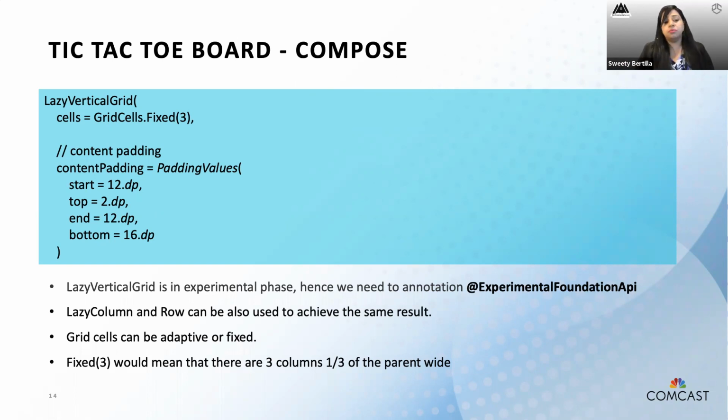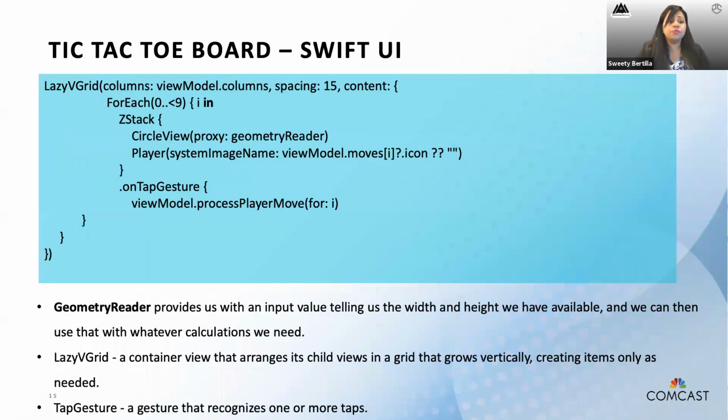The other thing I'm doing is just setting the content padding. This means the board will have some spacing around it, using start, top, and bottom. And also, I mentioned that lazy vertical grid is in experimental phase. So if you want to achieve the same result in something else, you could use lazy column and row. With that, let's look at how it's done in SwiftUI.